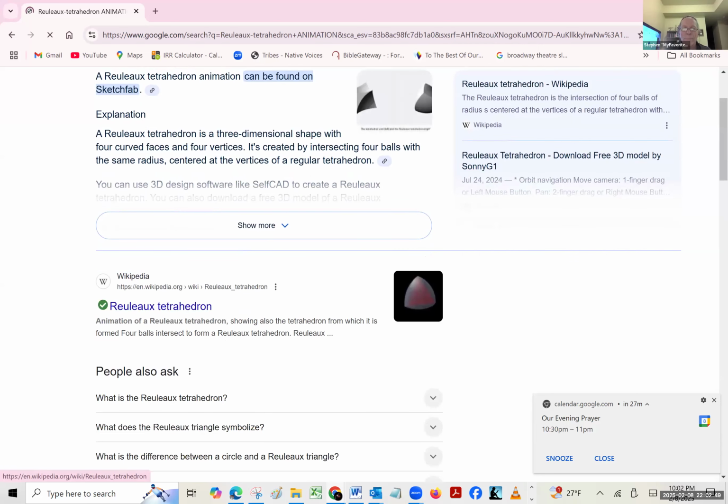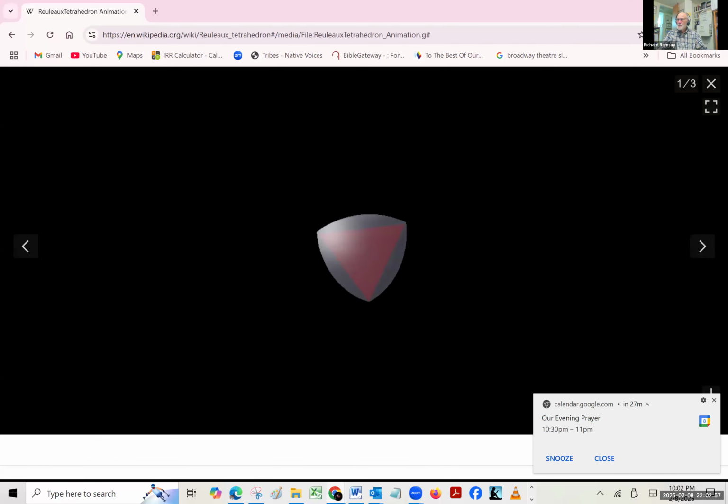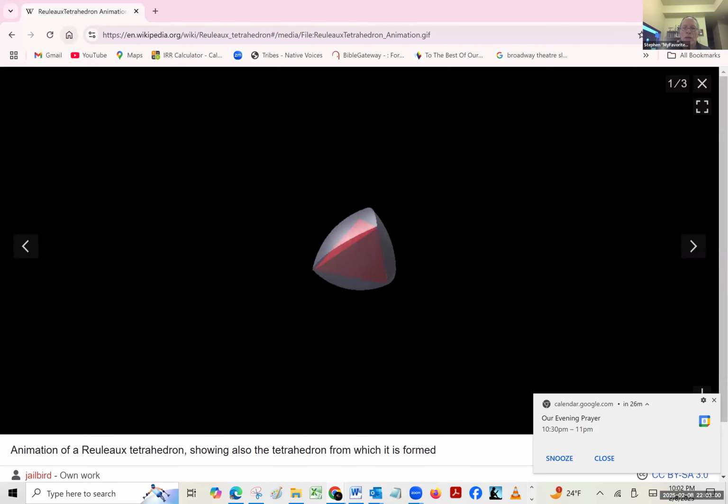Here it is. This is it. And it's in Wiki. This drives me crazy. There it is. And so this is the Rouleau tetrahedron, with four equilateral triangles.